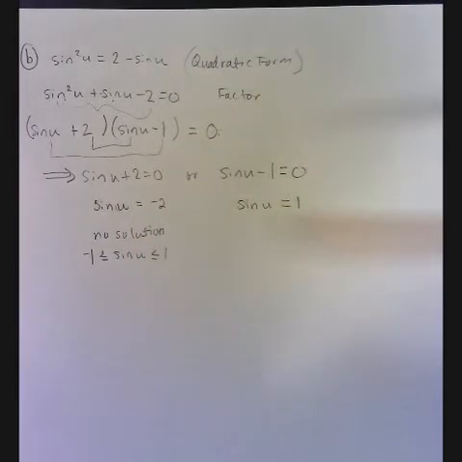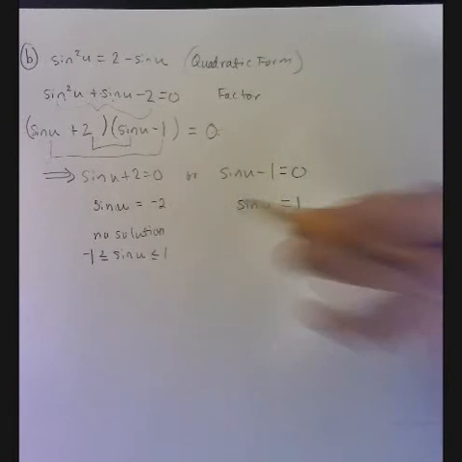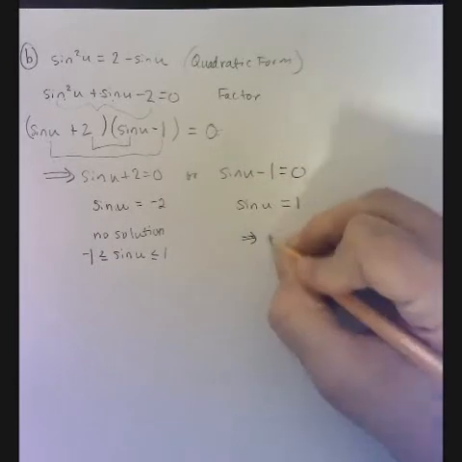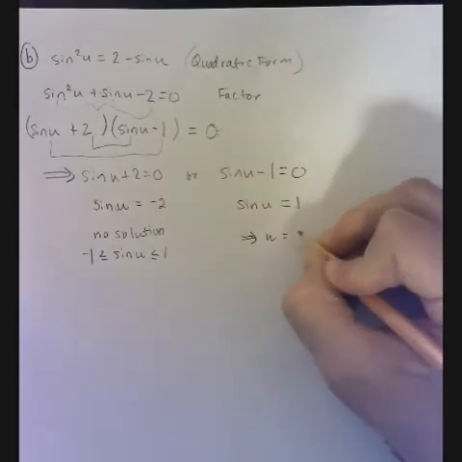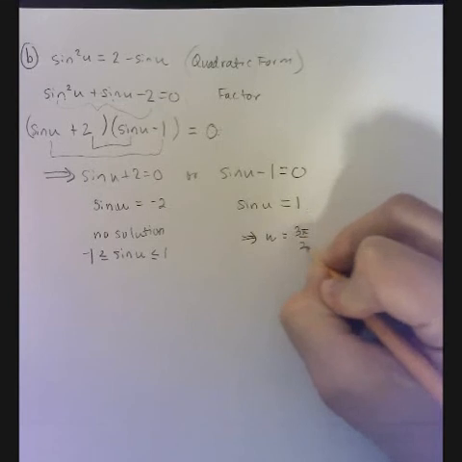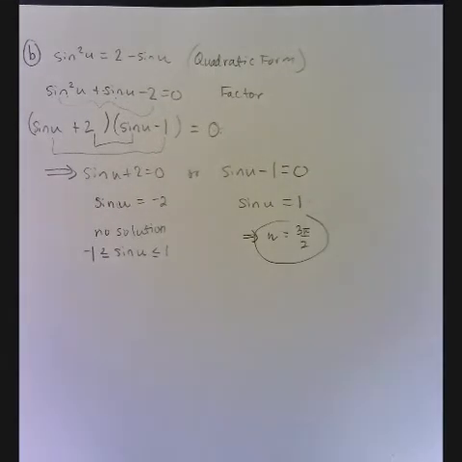But this one does. Sine of u equals 1, that has solutions. In fact, exactly one solution in 0 to 2 pi, u would equal 3 pi over 2. And that's our only solution, right? Sine is only 1 once in 0 to 2 pi. So only one solution to that one.